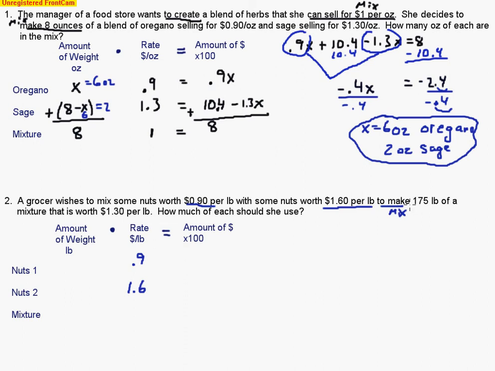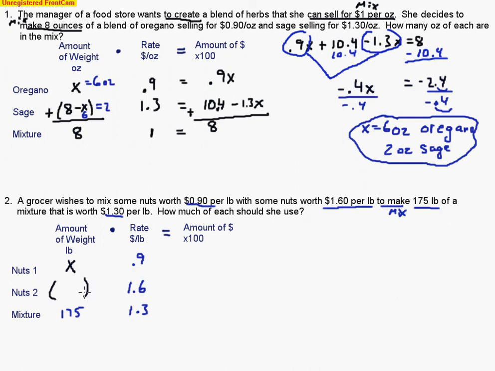So that highlights for us that, okay, this is going to go in the mix section, 175 pounds. So 175 pounds in the mix of a mixture that is worth $1.30, so 1.3. So there it is. That's all we have. How much of each should she use? Well, we don't know that, and so we're going to represent one of them with a variable. Doesn't matter which one. I'll just pick the first one that comes up there.